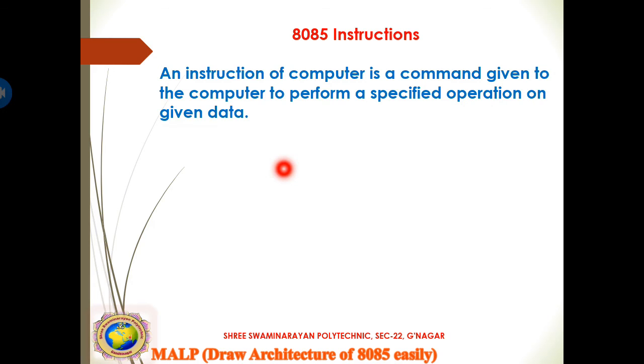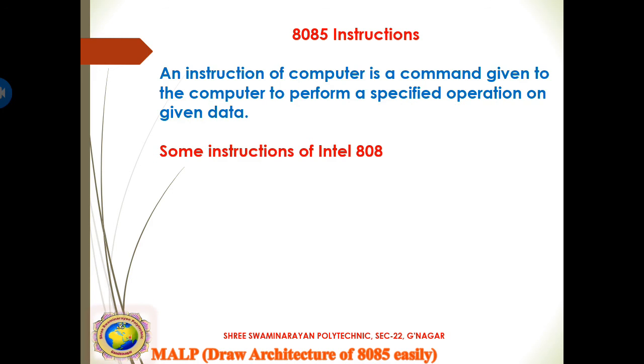Now instruction. Here we carefully understood that an instruction of a computer is the command given to the computer to perform a specified operation on given data. જે ડેટા આપણને આપવામાં આવ્યા છે તે ડેટા ઉપર સ્પેસિફિક પરફોર્મન્સ જે બતાવવાનું કામ છે એના માટે જરૂરી કમાન્ડ જે છે એને આપણે કહીએ છીએ ઇન્સ્ટ્રક્શન. એટલે ઇન્સ્ટ્રક્શન આપવામાં આવે છે કે કઈ પ્રકારે આપણે ઓપરેશન કરવાનું છે.